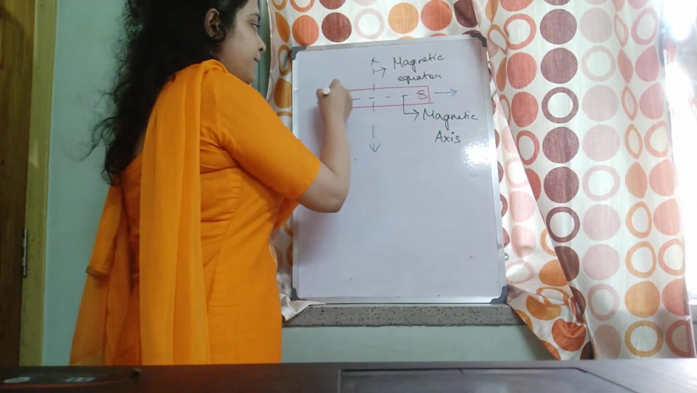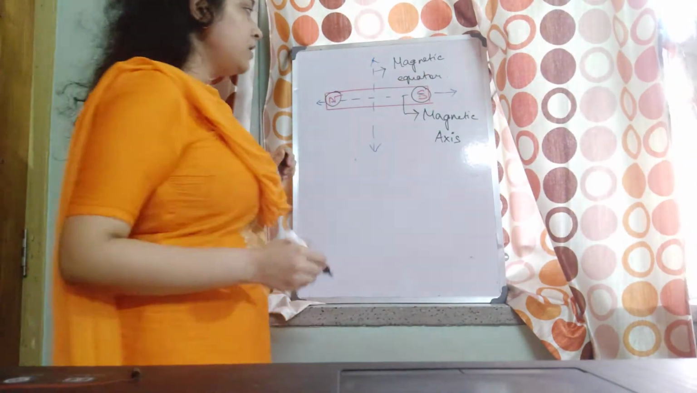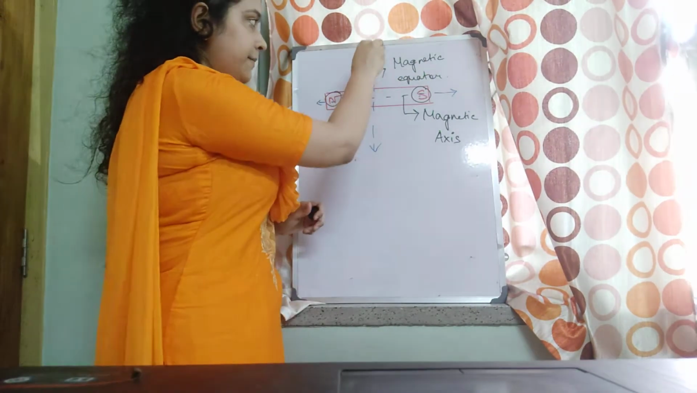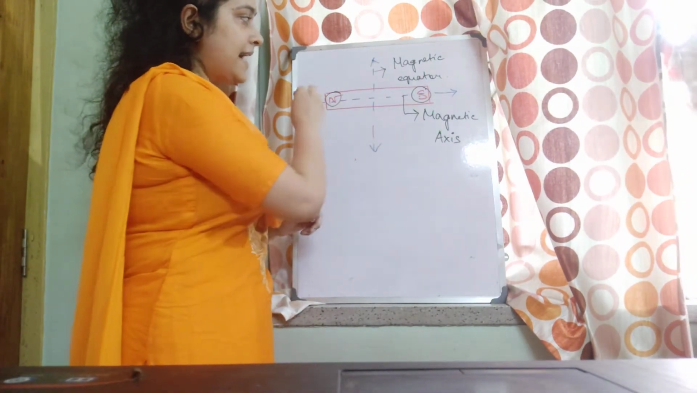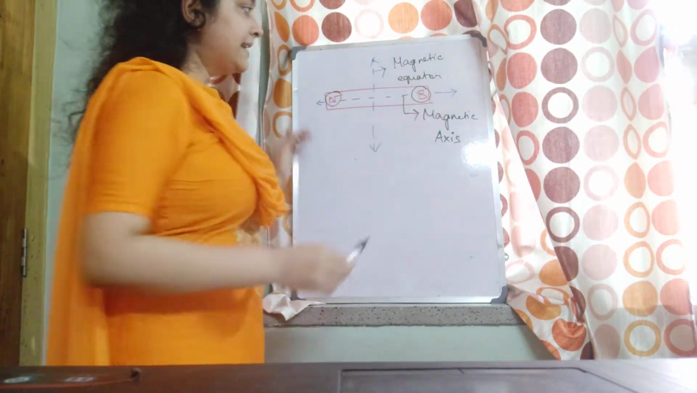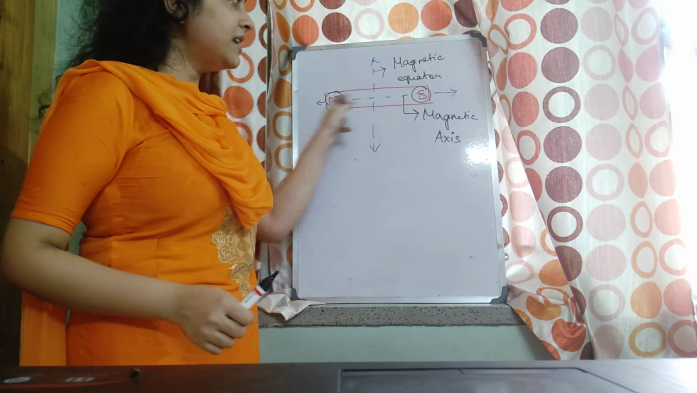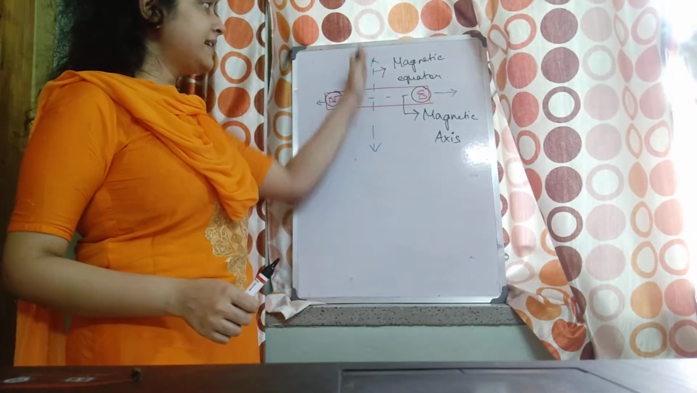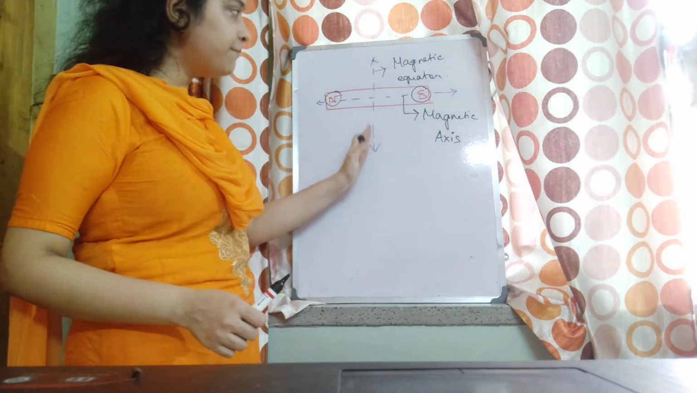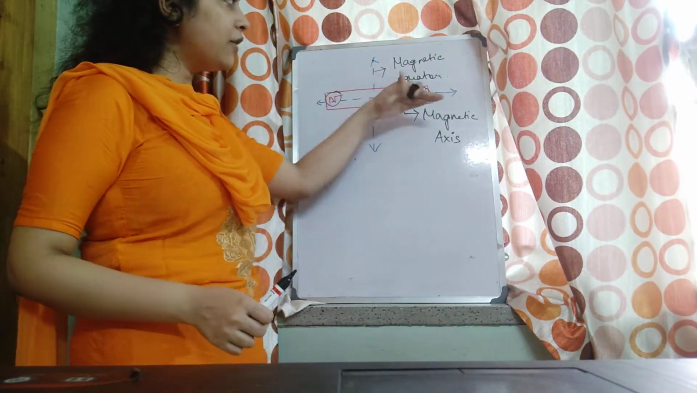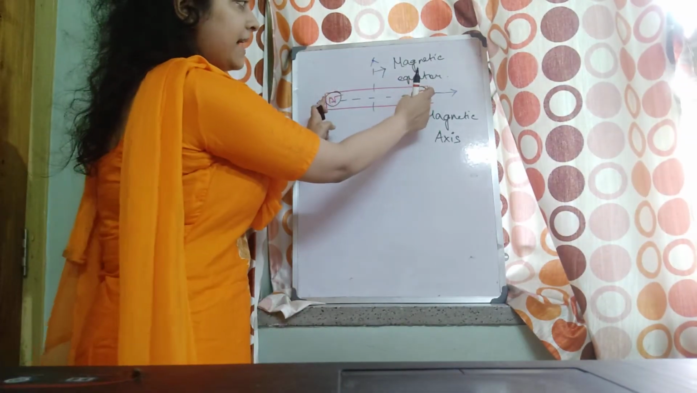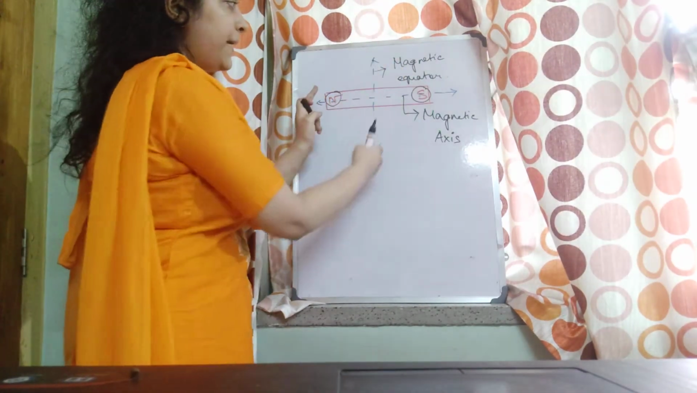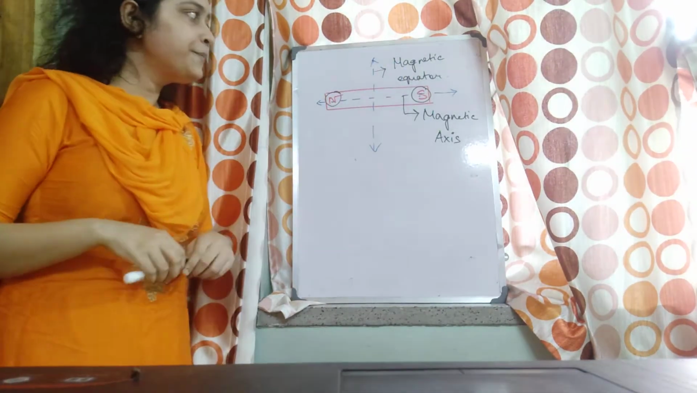So these are the poles, north pole, south pole, magnetic equator, magnetic axis. Magnetic axis is the imaginary line joining the two poles of a magnet, and magnetic equator is the imaginary line perpendicular to the length of the magnet. This is the length of the magnet, so perpendicular to it, right?